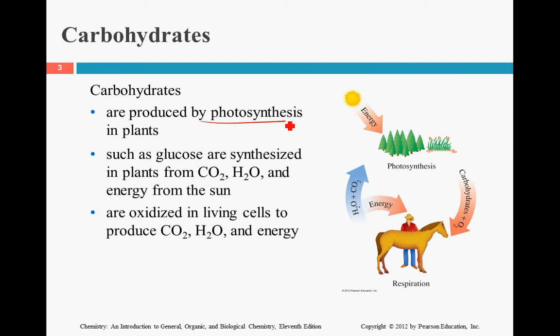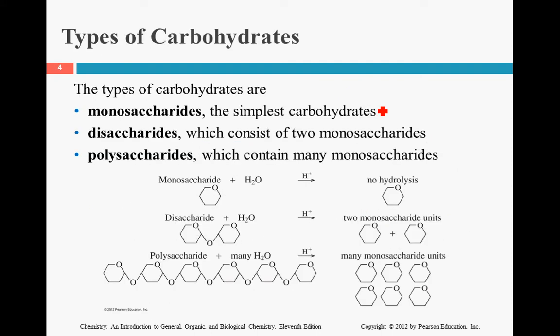Carbohydrates are produced from photosynthesis, which I'm sure you've learned in biology, where the trees take carbon dioxide and water, and with the energy from the sun, they produce the carbohydrates. And then we take in oxygen with respiration, and we break it down again, and it's a cycle. When we look at carbohydrates, we're referring to saccharides, and we just learned that saccharide means sugar.